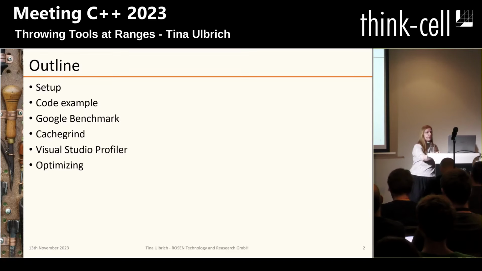And after we looked at the output of the tools, we are actually trying to optimize all of the 3 versions of the code. And then we run the tools again, and in the end, compare all of the results.